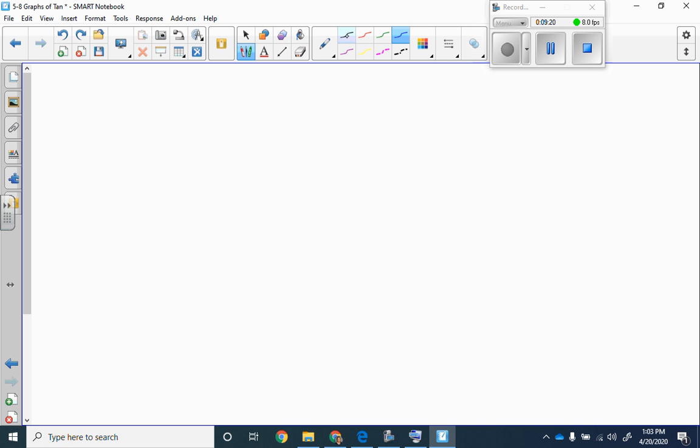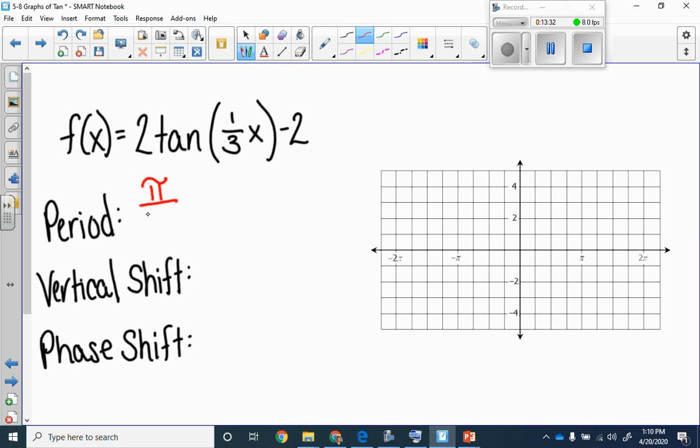So what I want to do here is take a look at graphing a few of these out. I'm going to pause it for a second. Divided by 1/3, and that's going to give us 3 pi for our period. Our vertical shift, we are going to be going down 2 units, and phase shift, there is no phase shift right now.